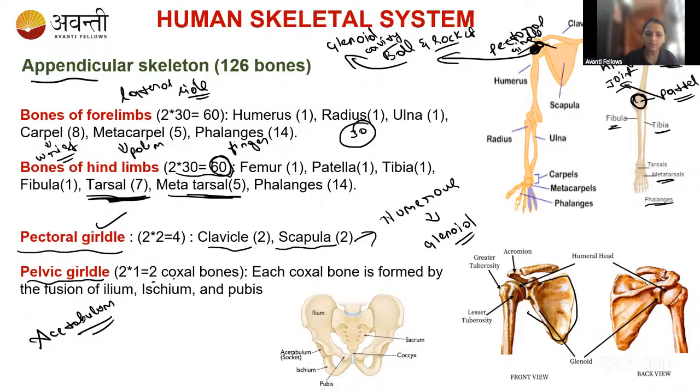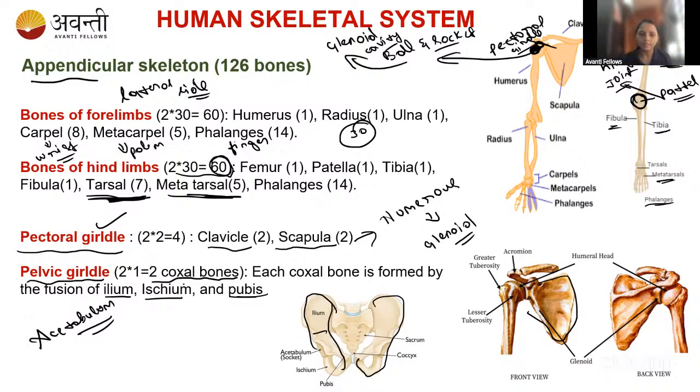So here you can see the two coxal bones. This is one, and this is another coxal bone. If you take one coxal bone, it has three divisions: the ilium, ischium and the pubis. Ilium, ischium and the pubis in one coxal bone, and here also ilium, ischium and the pubis.